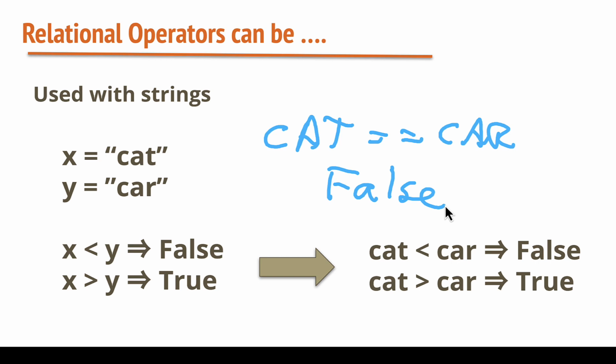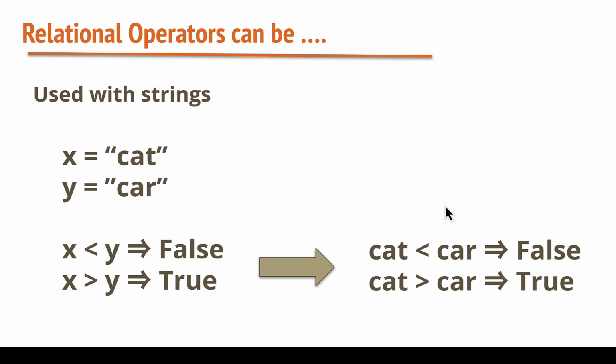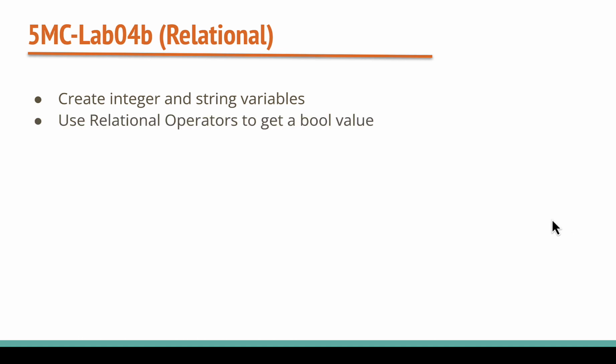There's a lot of cool programs that you're able to do with these particular expressions. So this information will help you with lab 4B, relational operations, for the 5-minute code. So you're going to look at how to create an integer and string variables, and then utilize relational operators to get the Boolean value, and then display the output in terms of an F string.